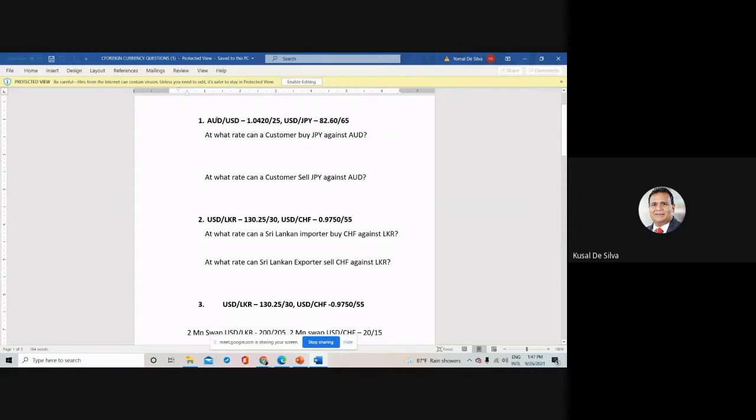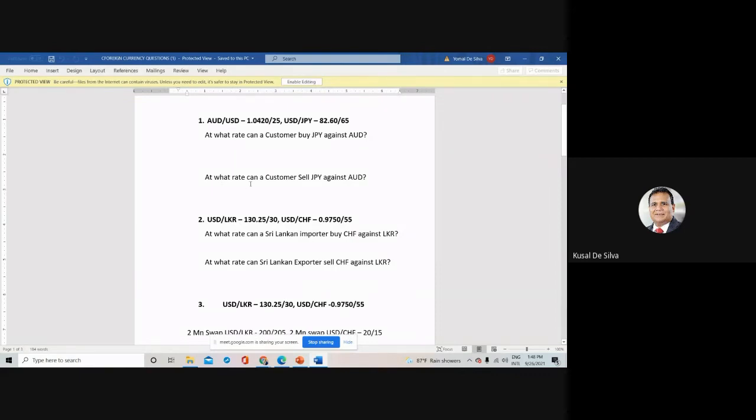Then you need to understand whether to multiply or divide. I told you, if it is direct, then AUD should be here. If it is indirect, USD should be here. Since it is neither direct nor indirect, you need to simply multiply. Multiply what rate? The bid rate, and here 8260. Then you have to arrive at the answer.